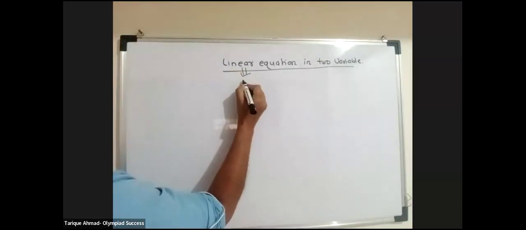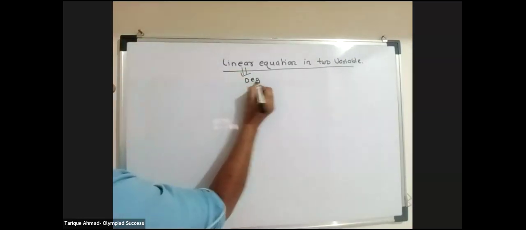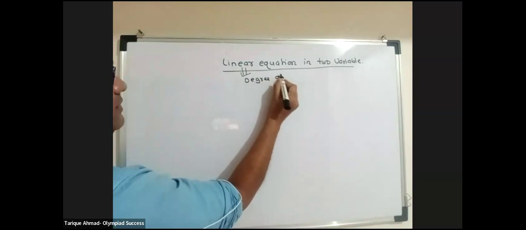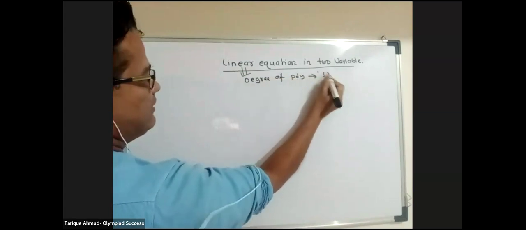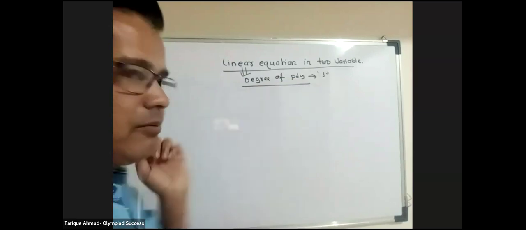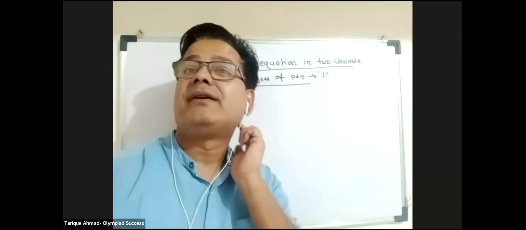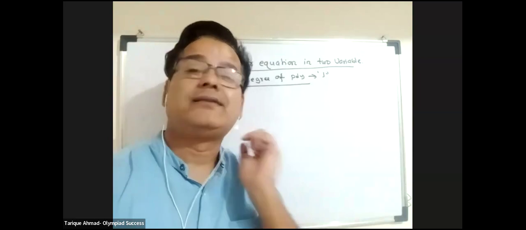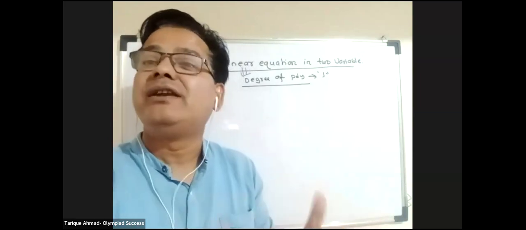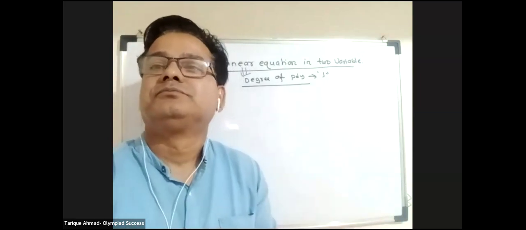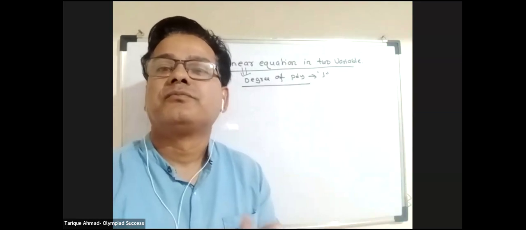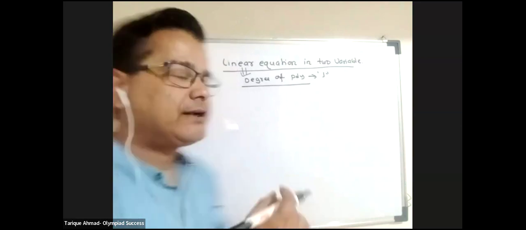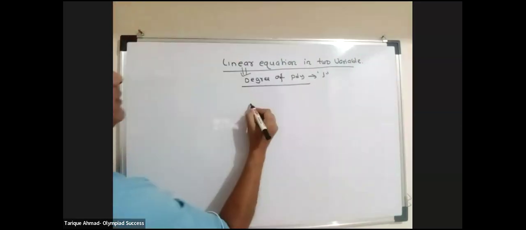Good, Tapasya. Degree. Degree of polynomial is 1, then we recognize this is linear. But I asked, Tapasya, I didn't ask the degree. I asked what is the meaning of linear? A straight line. Correct.